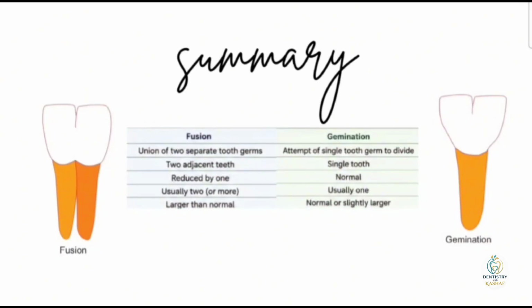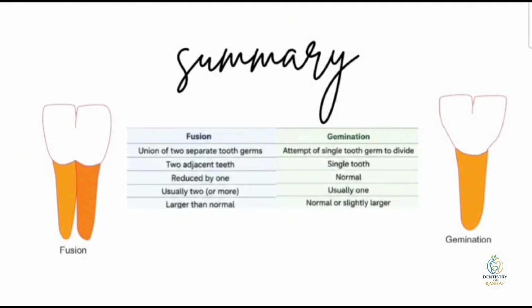Okay, the summary point. I love this slide and I love to study like this. Fusion versus gemination. Let's summarize the whole topic. Union of two separate tooth germs will be fusion and attempt of a single tooth germ to divide into two, a bifid crown, was gemination. In fusion, two adjacent teeth, we took the example of lateral incisor and canine, and in gemination, a single tooth was divided. Any tooth could be involved, but we said that maxillary lateral incisors are very common. Okay, in fusion, we said clinically the tooth count will be reduced by 1. In gemination, it will be normal.